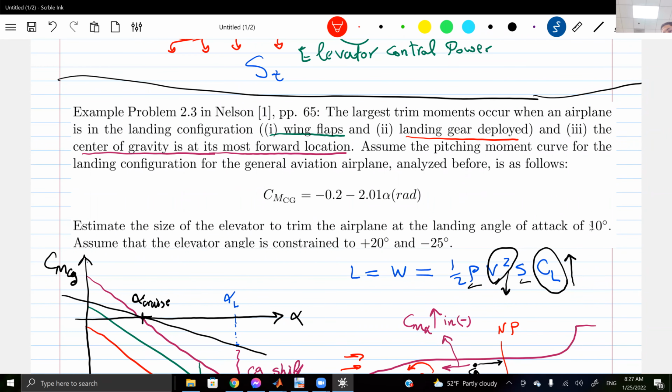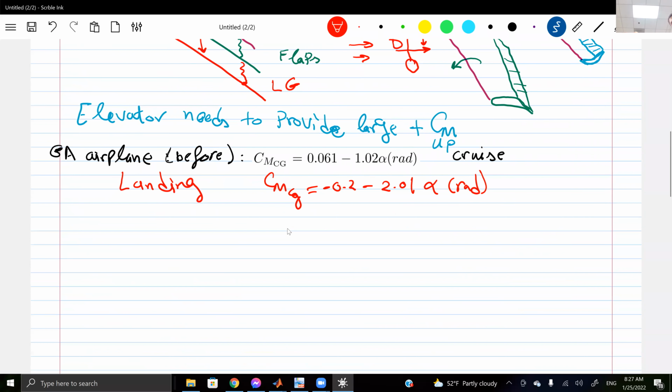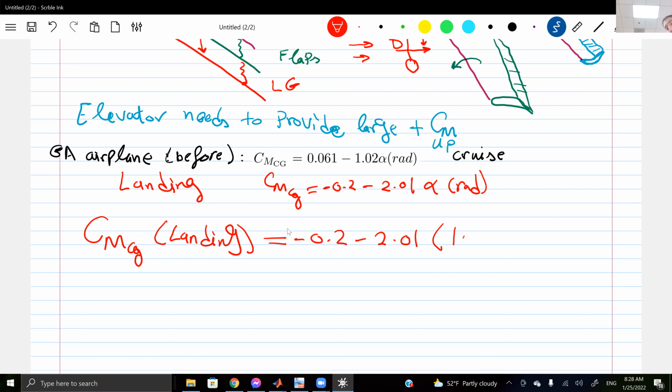During landing, the angle of attack is 10 degrees. So actually the CM CG at landing is simply negative 0.2, negative 2.01, and I'm going to multiply times alpha. Alpha landing is 10 degrees, but the equation says you should substitute alpha in radians. So this is pi over 180. So I get that this is negative 0.55. So the airplane naturally pitches down with this large pitching down moment coefficient.